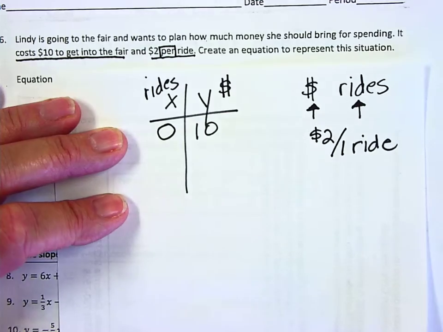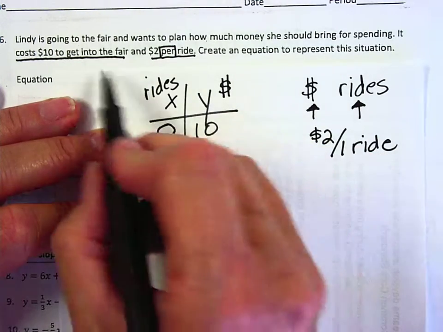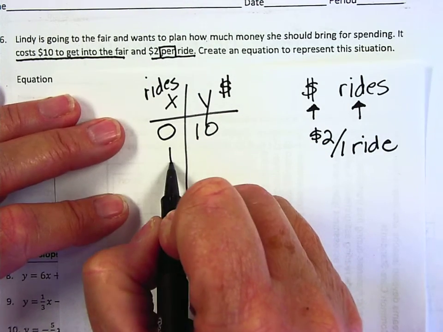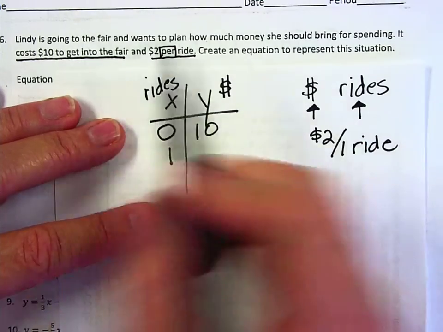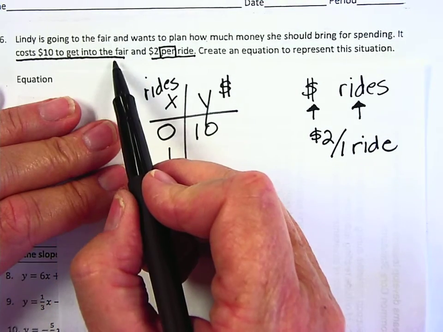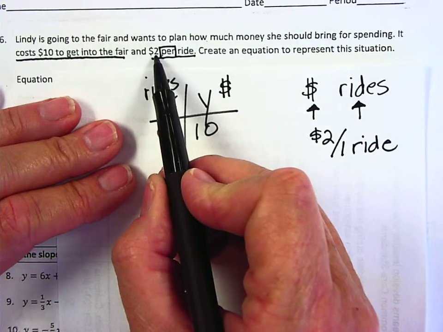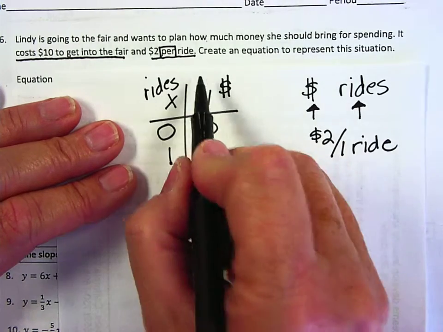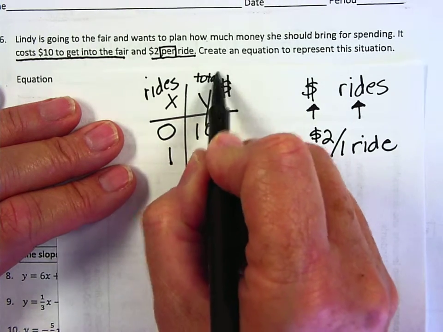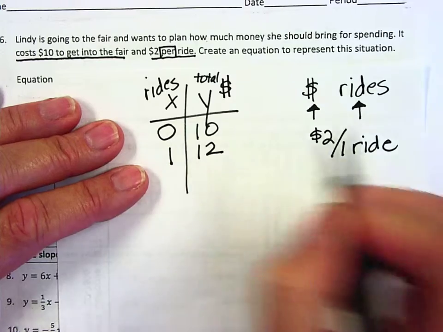So if she goes on one ride, it costs her $10 to get into the fair, and she had to pay $2 for that one ride. So the total money she would spend if she went on one ride would be $12.